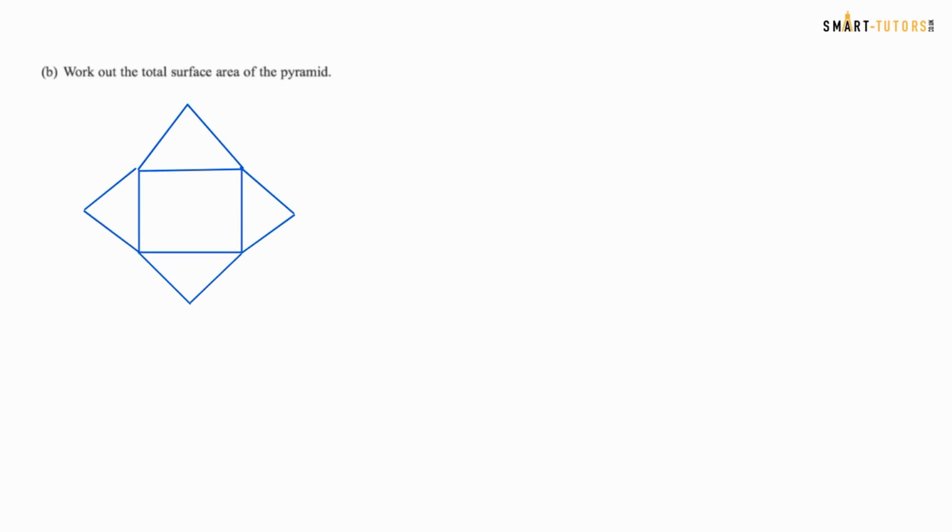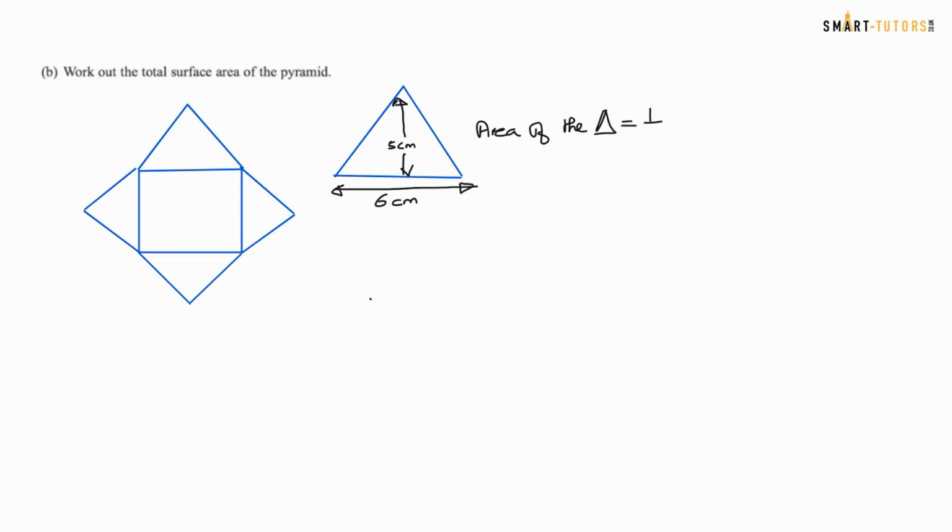For the explanation purpose, I'm trying to show the net diagram, which will help you to understand the surface area. So what we are going to do is find out the area of one of these triangles, and we can times it by 4, because we have 4 triangles, one on each side. Then we can find the area of the square and add them up. So we have seen the base is 6 cm and the height is 5 cm in the diagram they have given. So the area of the triangle is half base height, so half times 6 times 5.